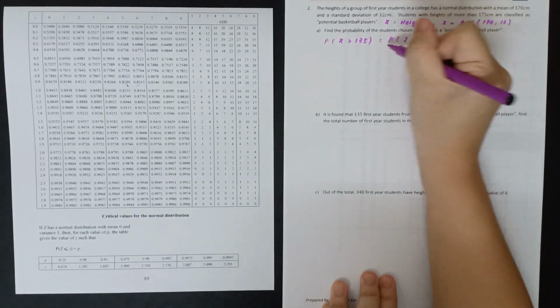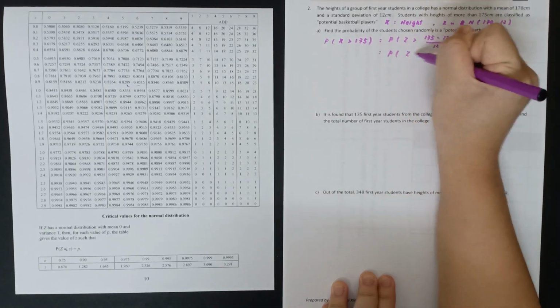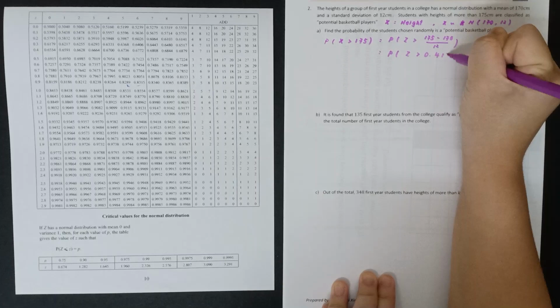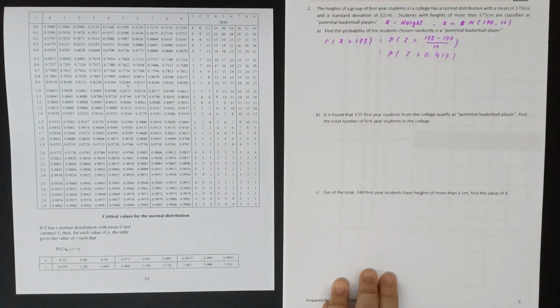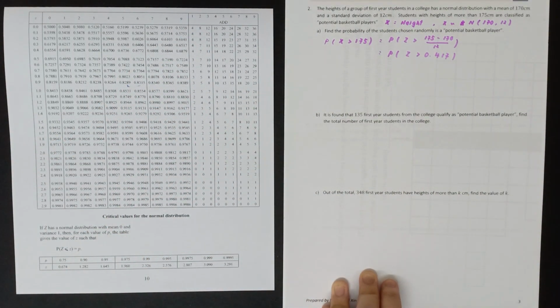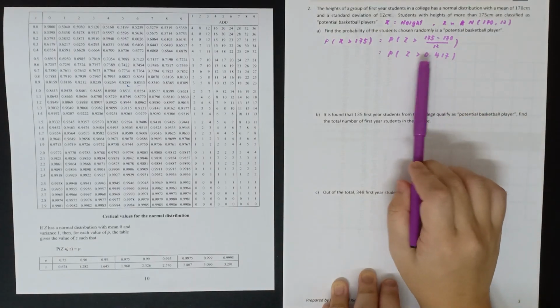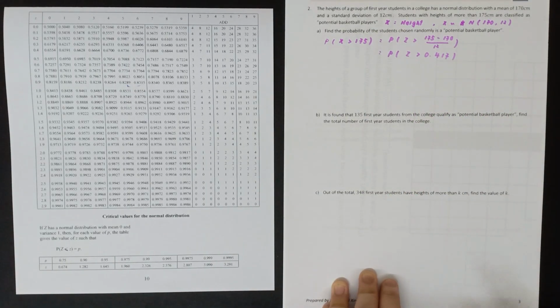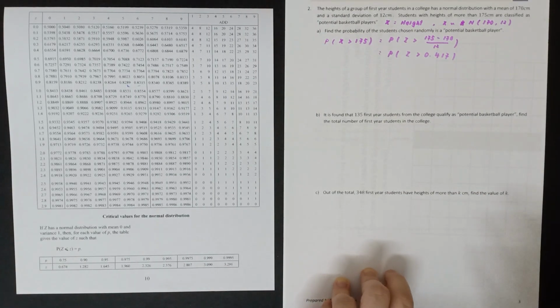So you use your calculator. P(Z greater than 0.417). Remember that every time you standardize your value, you can get it to 3 decimal places, because your normal distribution table can be read to 3 decimal places. Even if you start with 1 or 2, you can have 4 significant figures, because your standard normal distribution table allows you to read up to that accuracy. So P(Z greater than 0.417), and now you can start to find it from your standard normal distribution table.